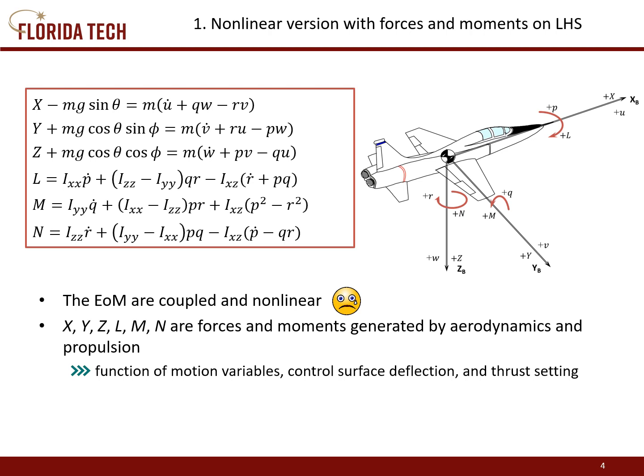Here's the first version. They're nonlinear, all the forces and moments are on the left-hand side, but they're coupled. And X, Y, Z, L, M, N are the forces and moments generated by aerodynamics and propulsion. These equations are a function of motion variables, control surface deflections, and thrust settings. So this is what we get after applying Newton's second law. Unfortunately, this version is not very usable.